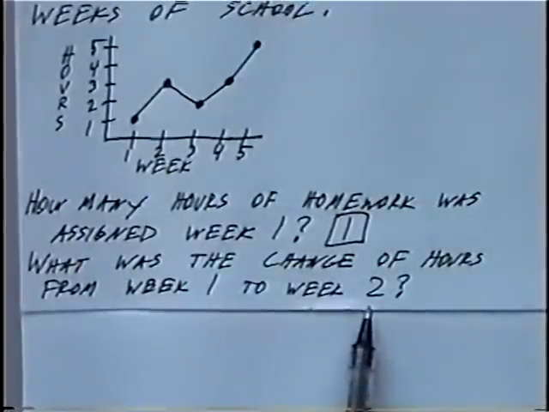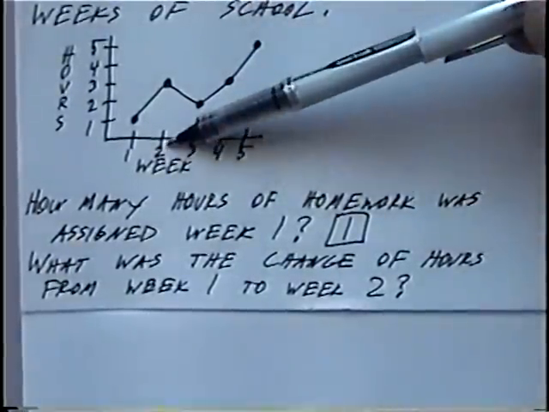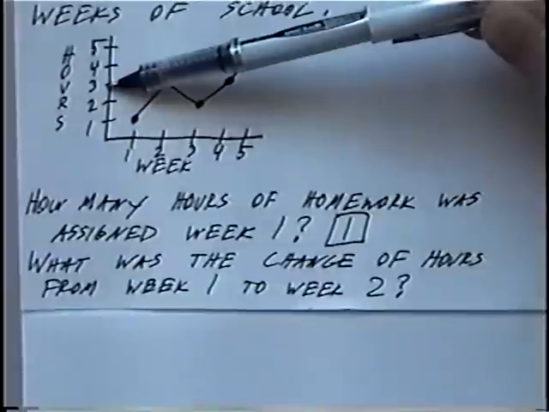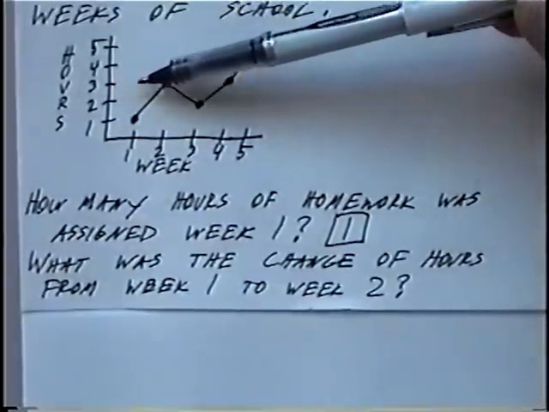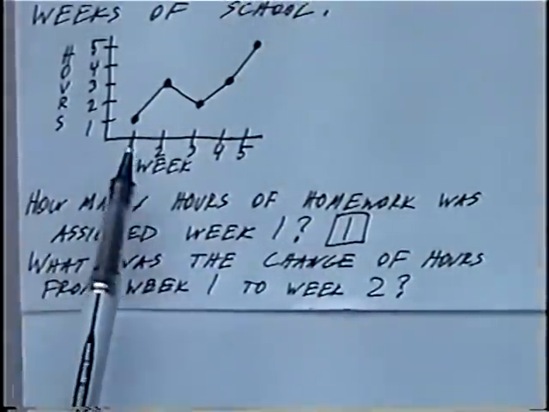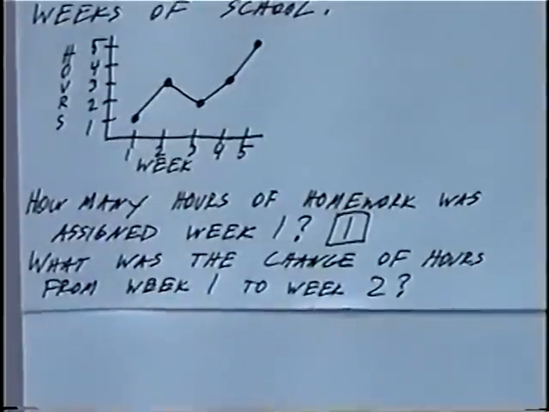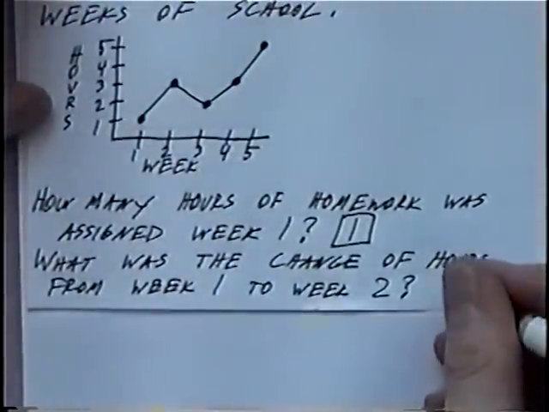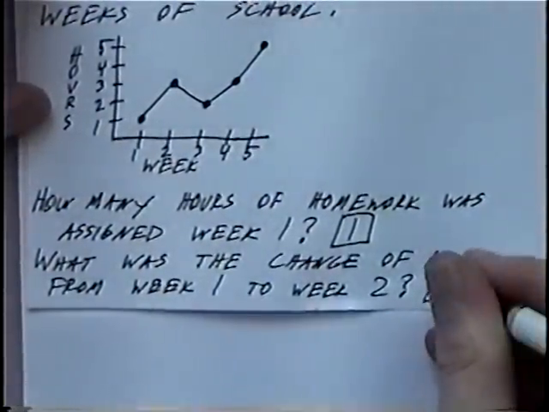If we look at week 2, go up to the point, it matches up with 3 hours. So we had 3 hours of homework in week 2, and the change will be the difference from going from 1 to 3. So the change was 2 hours, or an increase of 2 hours.